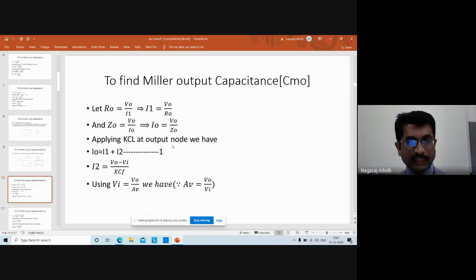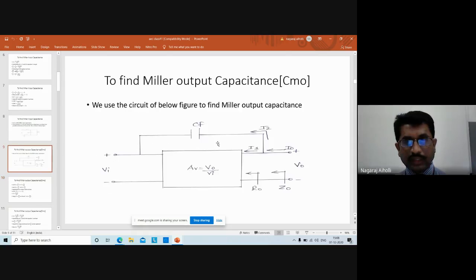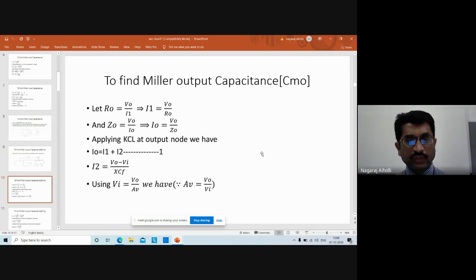Apply KCL at the output node. We have I0 equal to I1 plus I2. Therefore, what is I2? This is the current flowing in the feedback path through the capacitance CF, that is I2. The voltage at this node is V0, voltage at the input node is Vi. Therefore, (V0 - Vi)/XCF gives I2, according to Ohm's law.